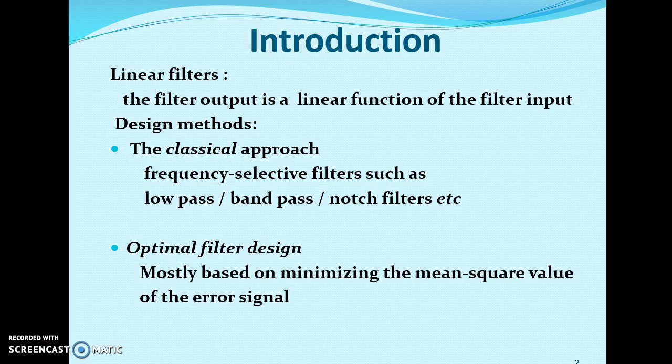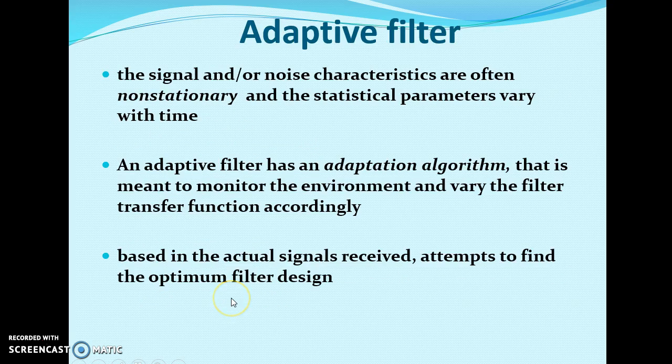So there are two methods to design linear filters. One is the classical approach and the second one is optimal filter design. In the classical approach, there are frequency selective filters such as low pass, band pass, notch filters, etc. Whereas optimal filter design is mostly based on minimizing the mean square value of the error signal.